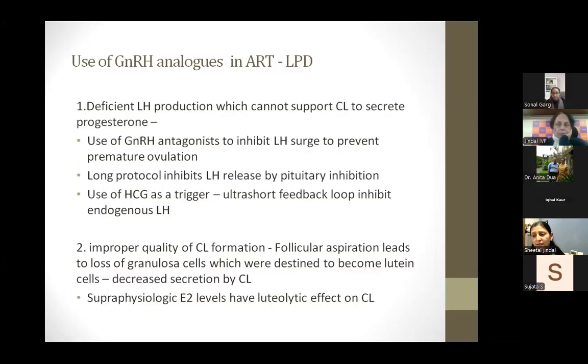We aspirate the follicles, and most of the granulosa cells get aspirated and are lost while the ovum pickup is being done. And we all know that these granulosa cells are the ones which in the future are going to become the lutein cells. So there is an inappropriate corpus luteum formation, which leads to decreased secretion of progesterone by the corpus luteum. And also the supraphysiological E2, high estradiol levels, also have a direct luteolytic effect on the corpus luteum. All these factors lead to relative deficiency of LH, which leads to luteal phase deficiency in most of the ART cycles.